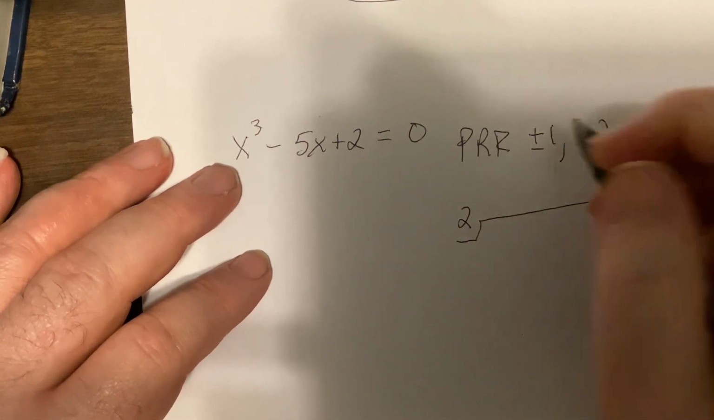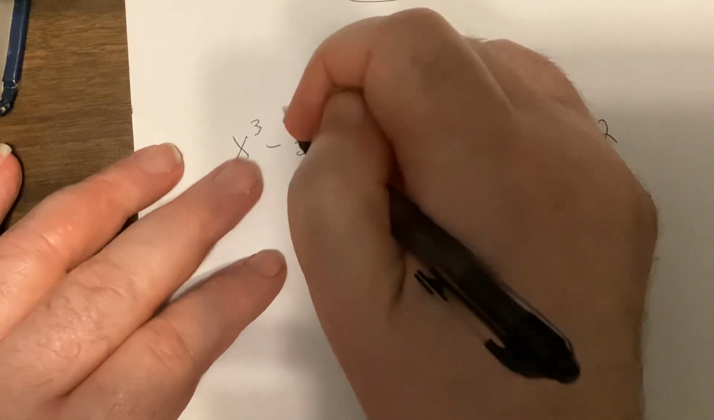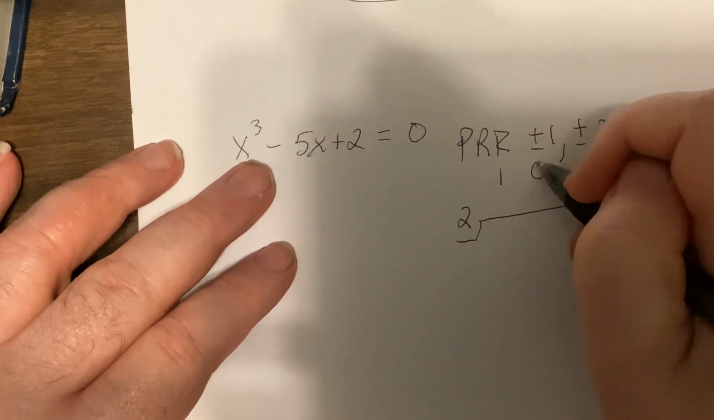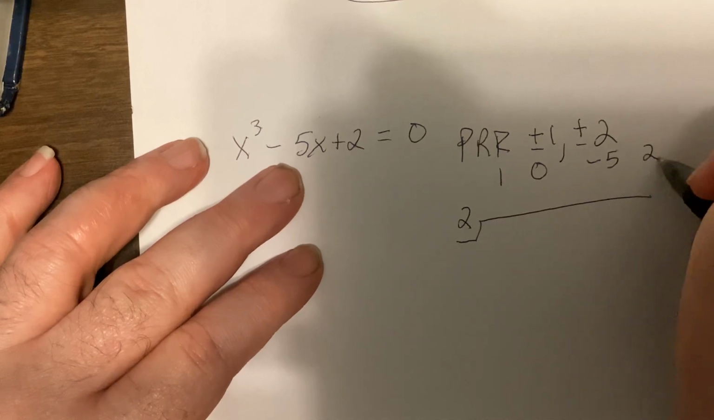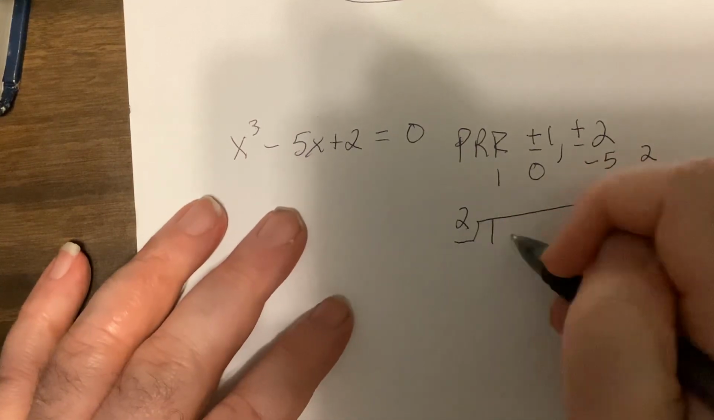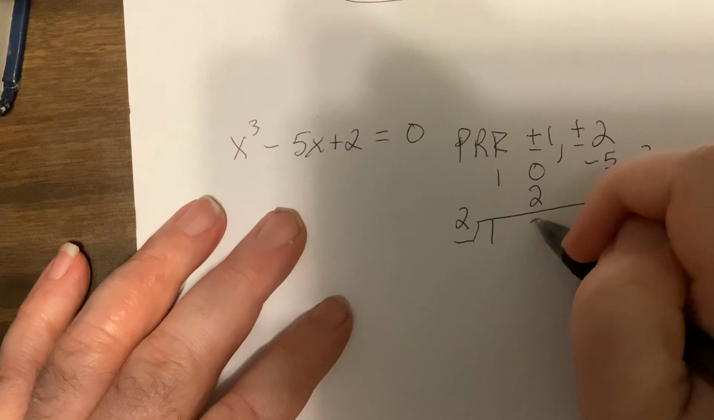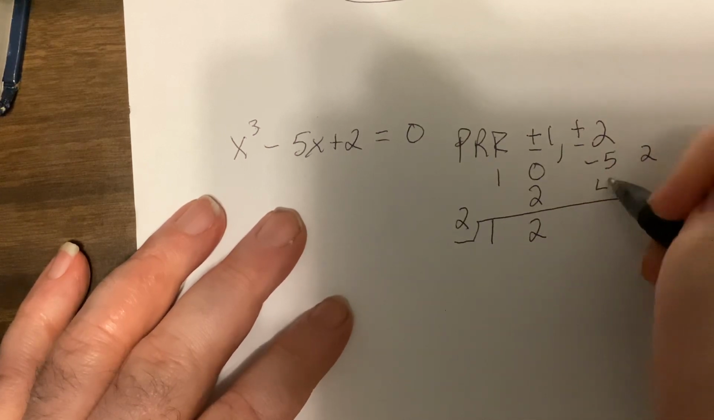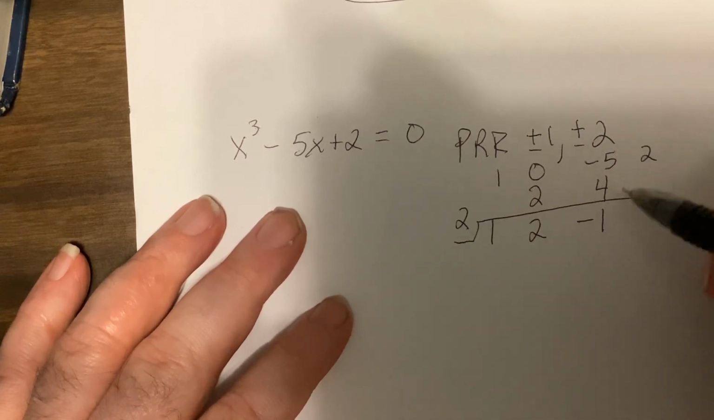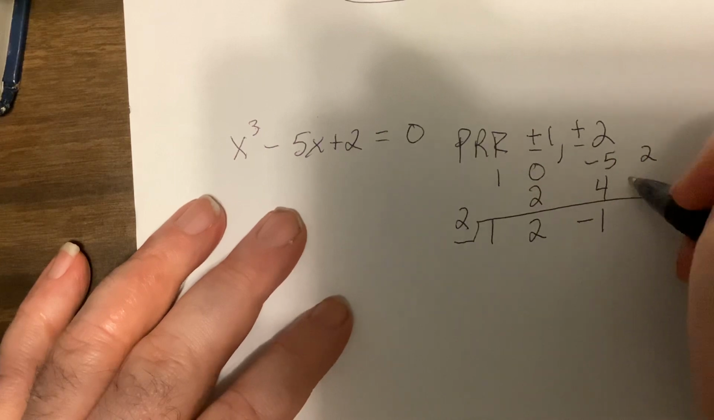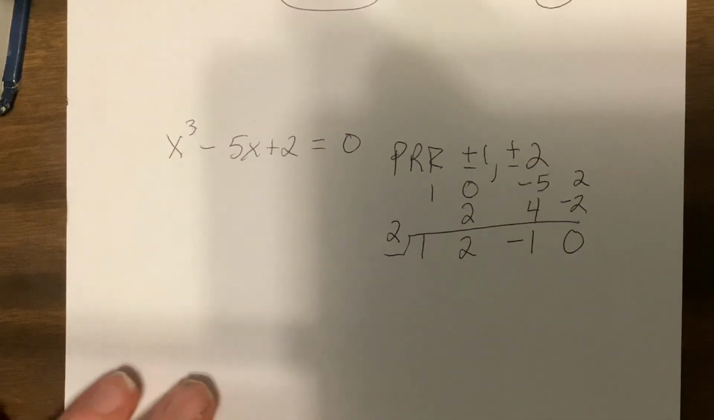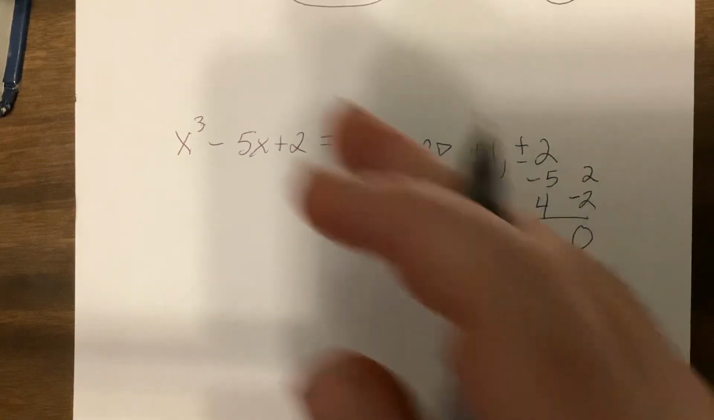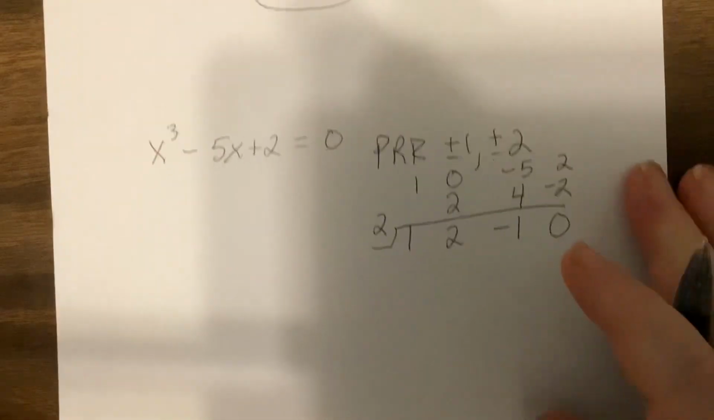Let's see if that works. 1, I'm going to put 0 in for x squared, negative 5 in for x, and 2 in for the constant. Bring down, multiply, add. Bam. Bring down, multiply, add. So 2 times negative 1 is negative 2. Holy cheese in a bucket, are we lucky? And I was doing that off the page. I'm sorry.